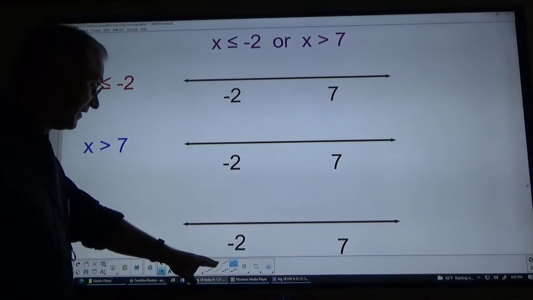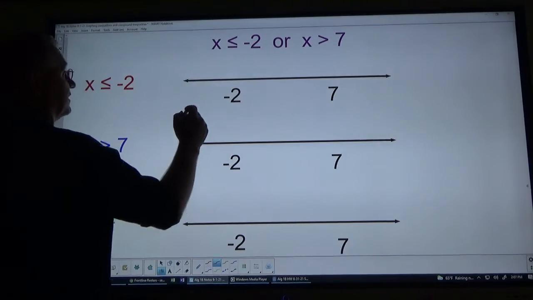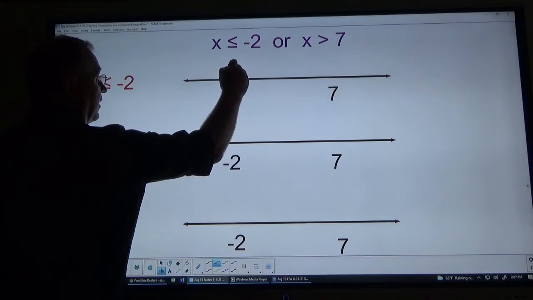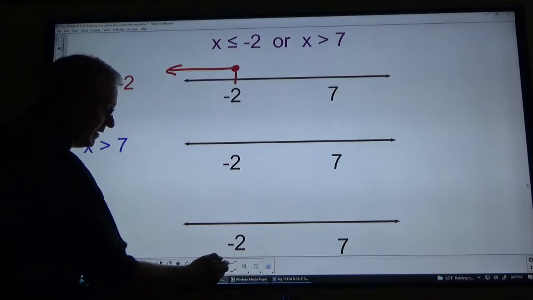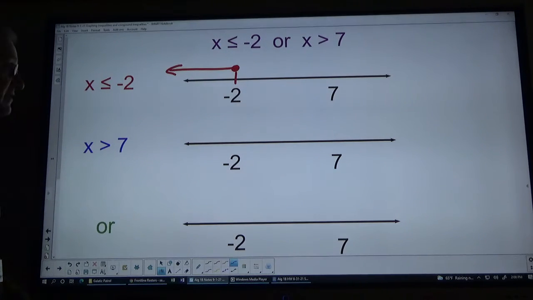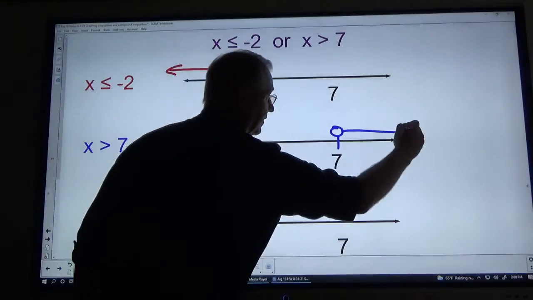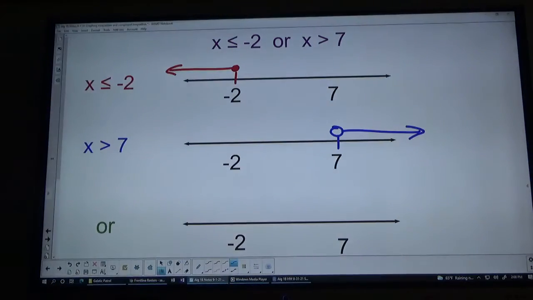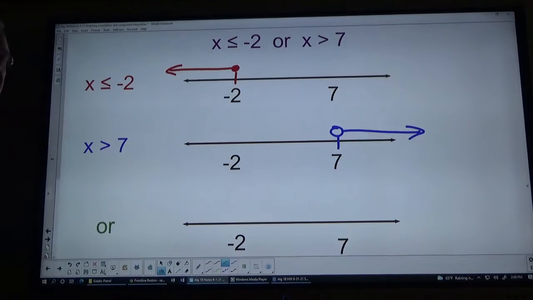The first graph is of the first inequality. x is less than or equal to -2. Solid dot over -2, arrow to the left. The second graph that I'm going to make is of x greater than 7, which is my second inequality. Open circle over 7, arrow to the right. The OR graph is where these two graphs are in the problem.